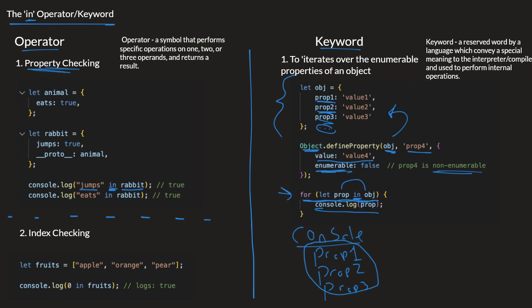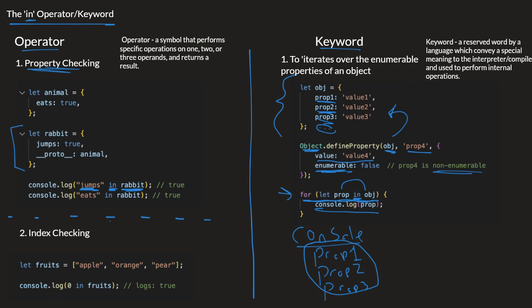So it's property checking. We're checking if this string called jumps is a property name in this object called rabbit. So rabbit is right here. It's an object literal, and we're checking to see if this string jumps is in rabbit. Now, jumps in this case is a string. It could also be a property name, a number, a symbol, or something else, but in this case, it's a string.